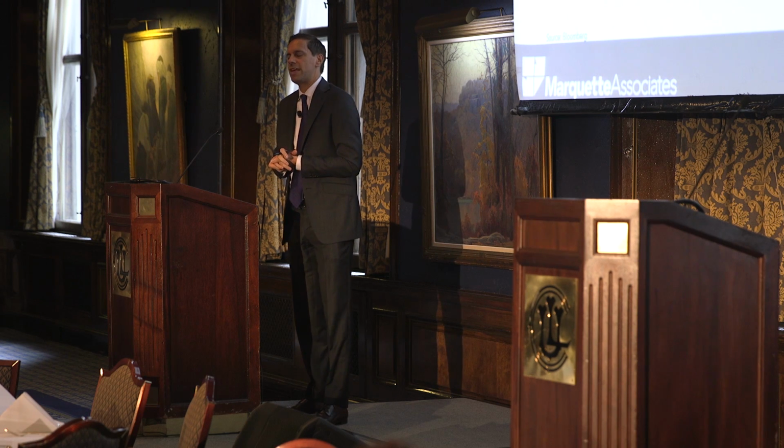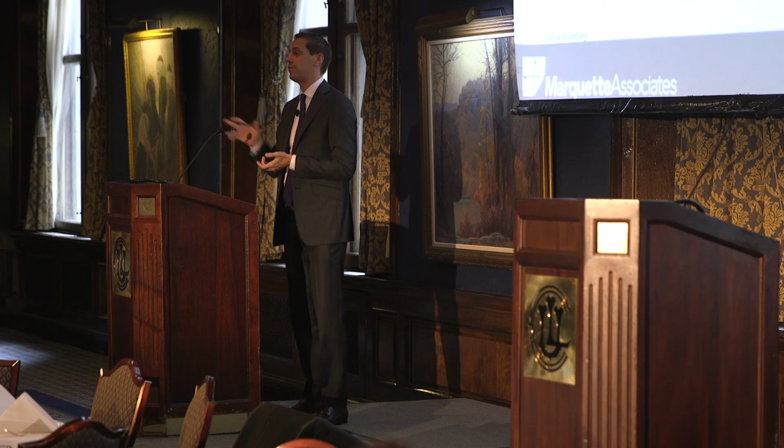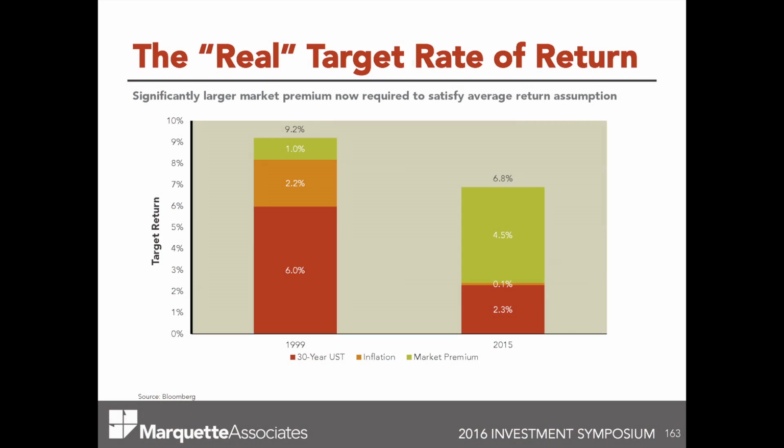I think everyone feels pretty confident over the long term they can hit a 1%. And if not, fire investment consultant immediately. 2015, let's fast forward to the end of 2015. Now, the 30-year is trading around 2.3%. Inflation is non-existent. Your market premium is 4.5%. And I would argue for most institutional portfolios, 4.5% is still extremely realistic.